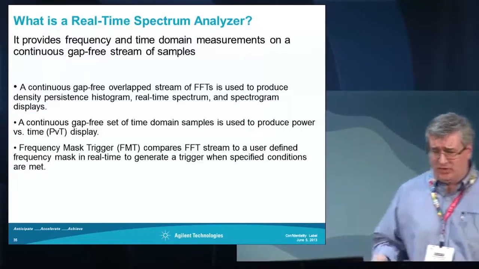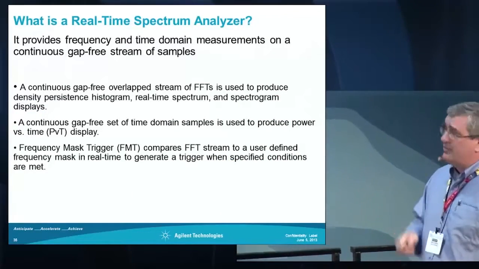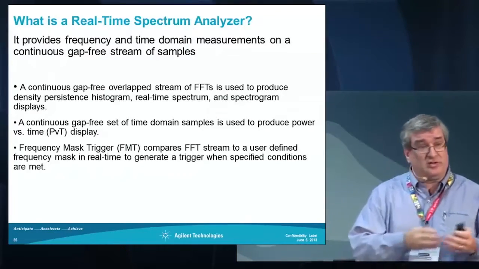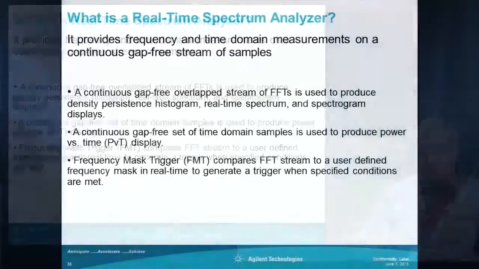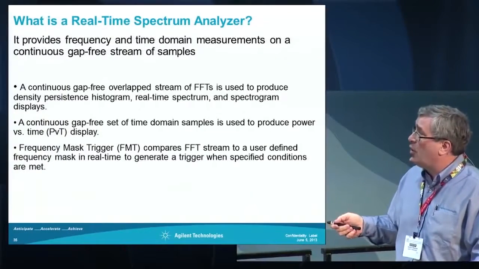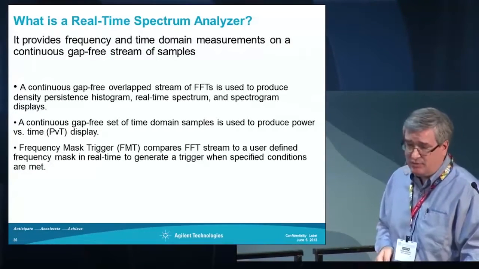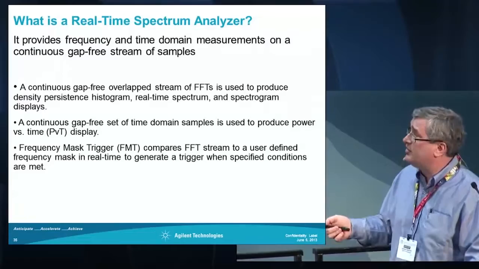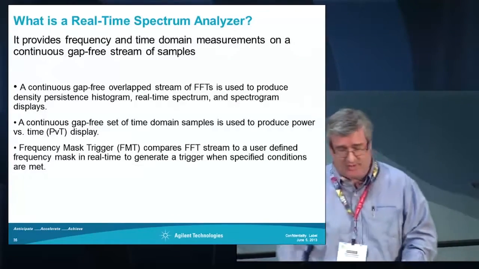So what is a real-time spectrum analyzer? Similar to what we had before, it's basically still measuring power versus frequency, but we're doing it in a continuous gap-free way now. We're not losing samples during our dead time or our resweeps. There are a number of measurements that you can now do, these histograms, these real-time spectrums, and I'll show you some pictures of these spectrums. We also can do correlated power versus time to our time domain samples. And one of the things that people like a lot is this so-called frequency mask trigger, which I'll show you a little bit about as well.